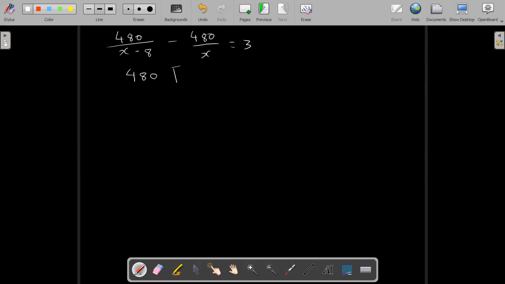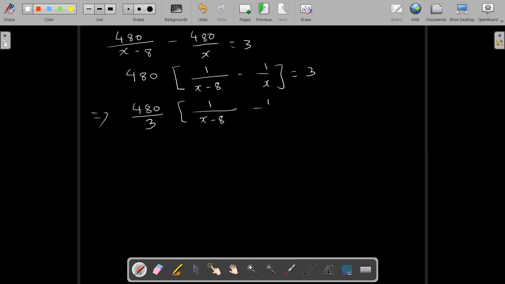480 can be taken out. So it will become 1 by x minus 8 minus 1 by x is equal to 3. Okay. This 3 also you can bring here because 480 is divisible by 3. So we can also write 480. Otherwise, you can do in any way. Just you should get the correct equation.